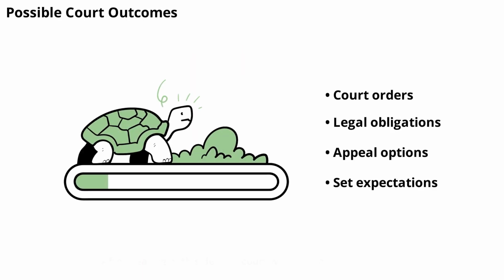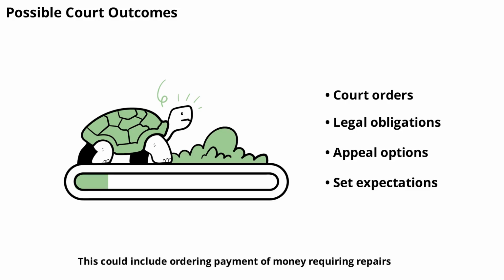After hearing both sides, the court will issue a decision. This could include ordering payment of money, requiring repairs, or dismissing the case. Both parties are legally bound to follow the court's ruling. If you disagree with the outcome, there may be options to appeal, but these are usually limited in small claims court. Understanding the possible outcomes helps set realistic expectations for everyone involved.